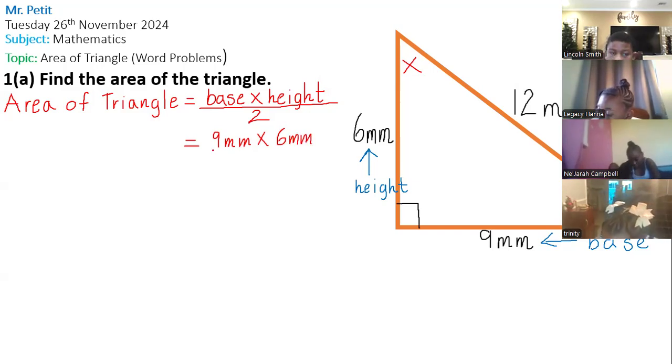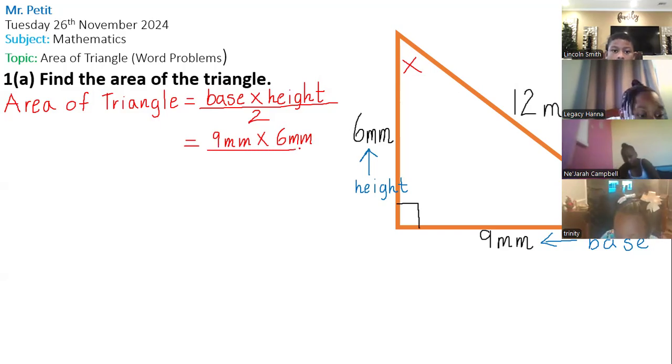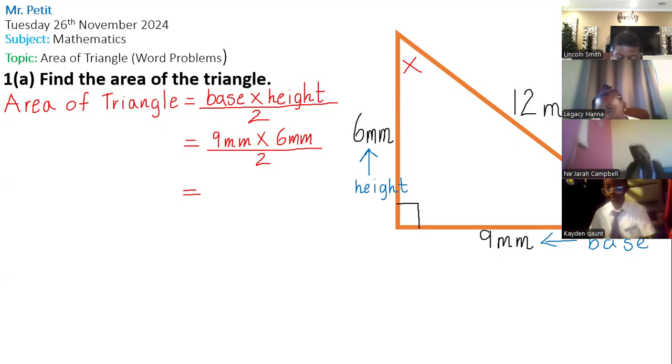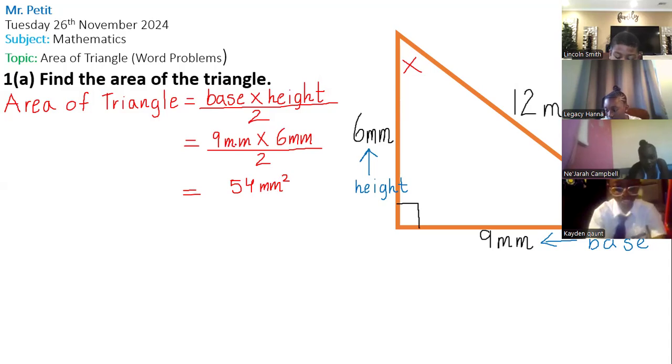And then we're going to divide it by what? Divided by 2. Good. And so it's going to be equal to, what is 9 times 6? 54. 54 millimeters, what? Squared. Yes, millimeters squared, because millimeters times millimeters is millimeters squared, divided by 2. And what is 54 divided by 2?